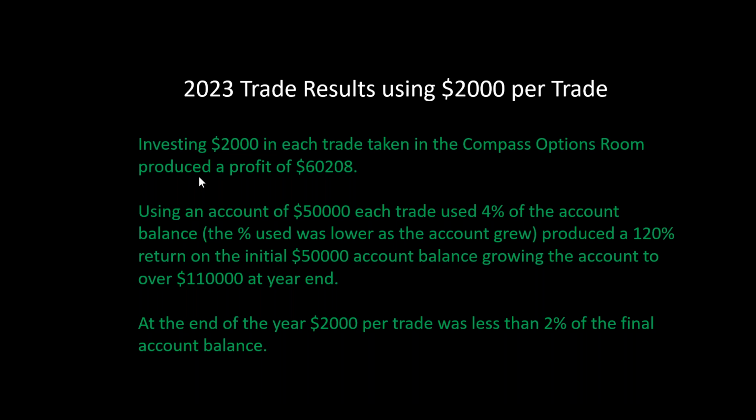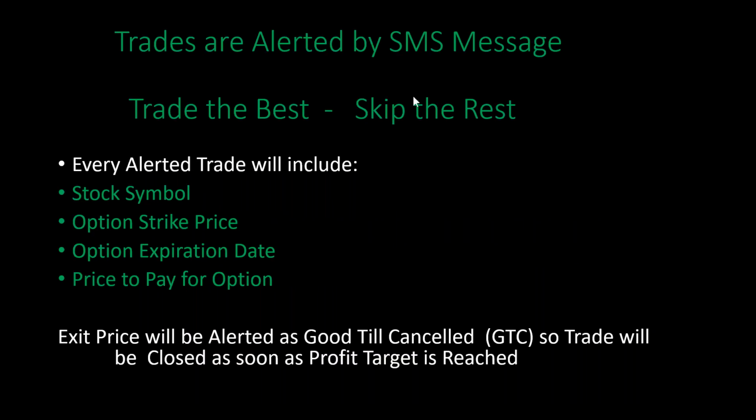All right, so let's move forward here. Again, this is on the alert service, what you're going to get, how the alert's going to come out. Obviously, we trade the best, skip the rest. I like to keep emphasizing that. Every alert that we send out is going to include the stock symbol, the option strike price, the option expiration date, and the price to pay for the option.